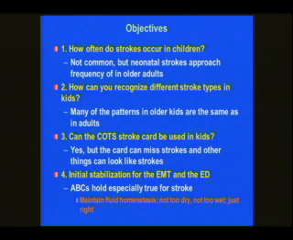And then finally, I think that initial stabilization in the field is ABCs, and what you're really looking for is to keep the airway open. And then remember that you want them to be just like Goldilocks, not too dry, not too wet, but just right.